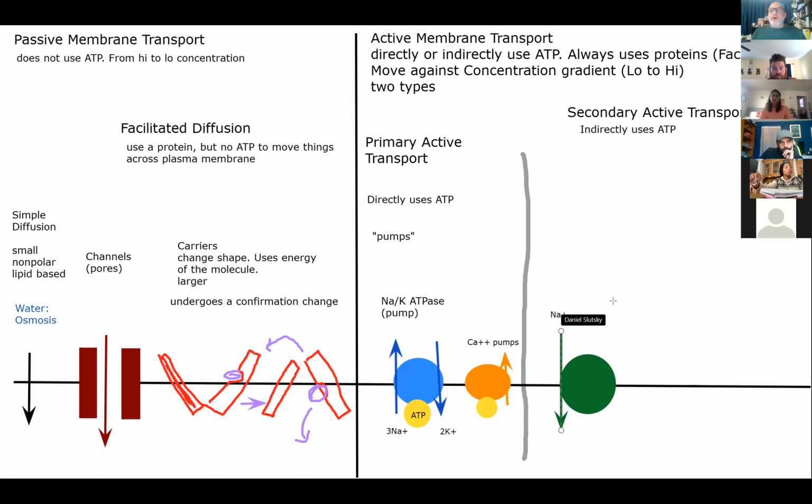All right, sodium, come on in. But when you come in, you know what? You need to bring an amino acid in with you. Or you need to bring a glucose in with you. Something like that. Notice these secondary active transporters are also known as co-transporters, because they're moving multiple things.